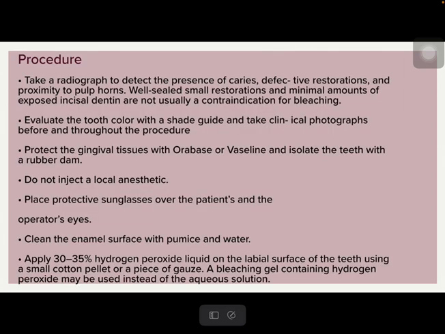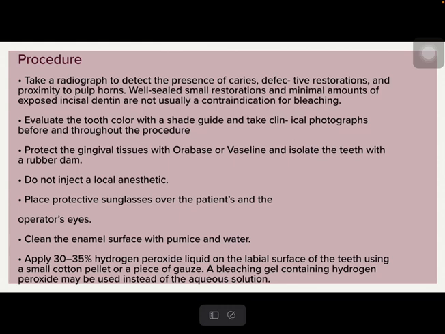So the procedure which we usually do in vital teeth bleaching at the dental office is: first we have to take the radiograph of the tooth to be bleached. In this radiograph, we have to assess the presence of caries, defective restorations, and proximity to the pulp horns. Then we have to evaluate the tooth color with a shade guide, and we have to take the clinical photograph of the patient before as well as throughout the procedure. We have to protect the gingival tissues with Orabase or Vaseline, and we have to isolate the teeth with a rubber dam before doing the bleaching procedure.